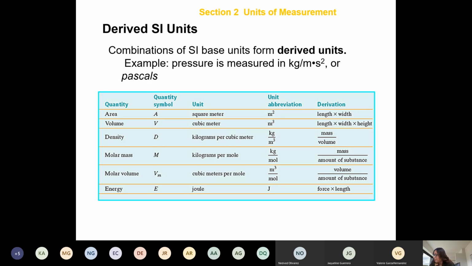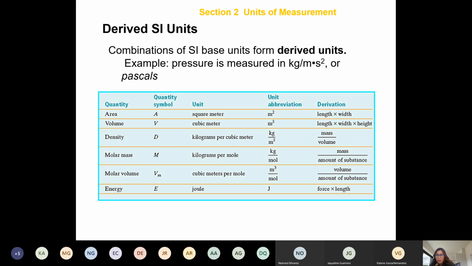I gave you the example of the speed one, but that one is not here because we don't use it in chemistry, but I did include density, which we will use here in chemistry. In fact, tomorrow we're going to use it. Molar mass, we're going to use that eventually towards the end of the semester. Molar volume and energy. We are going to use these derived units eventually.